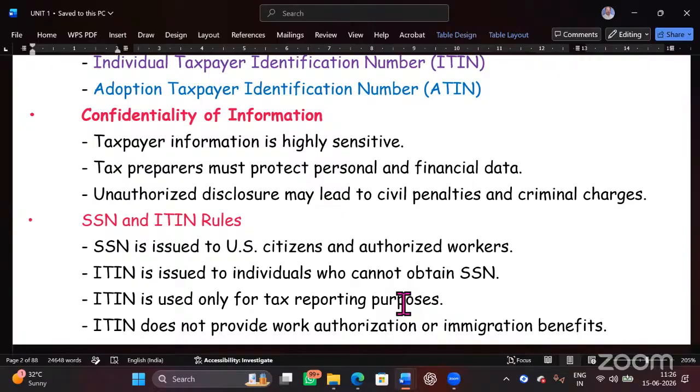If data leaks because of them, what will happen will be covered in paper number 3. All professional procedures, penalties, everything will be covered in paper number 3. Here we only close with civil and criminal penalty in 1 word. Confidentiality of the information: taxpayer information is highly sensitive. Tax preparer must protect personal and financial data. Unauthorized disclosure made by the preparer is subject to civil and criminal penalties.